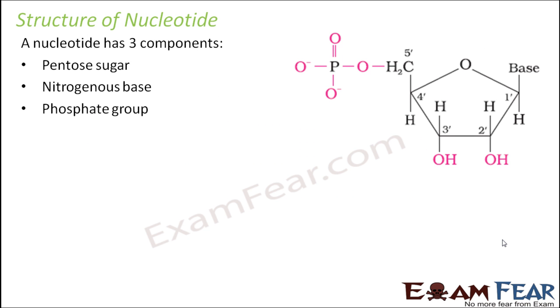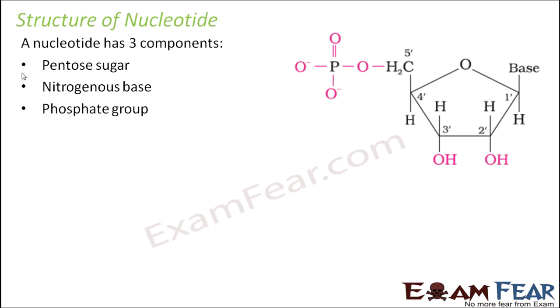Now let us talk about the structure of a nucleotide, whether it is RNA or DNA. There are differences in their structure, but the concept of the structure remains the same. Many such nucleotides join together to form a polynucleotide. So first we will understand the structure of one monomer unit. That one monomer unit is a nucleotide.